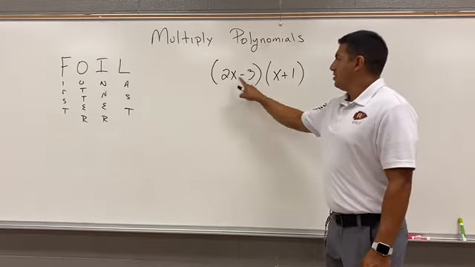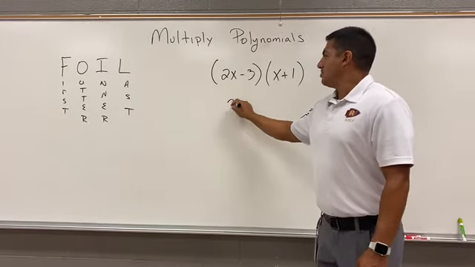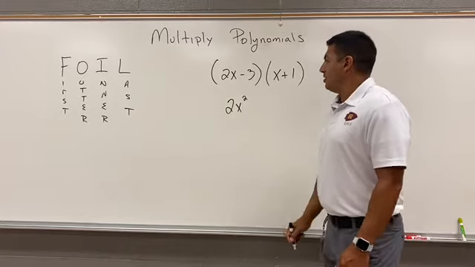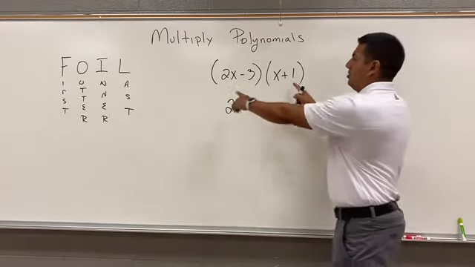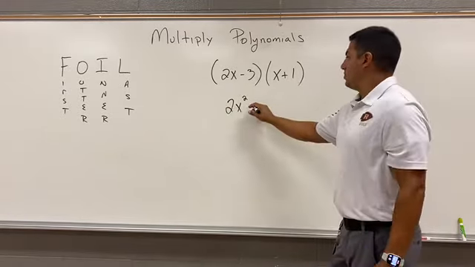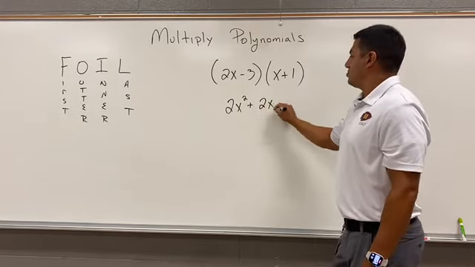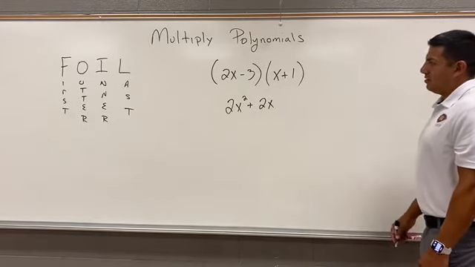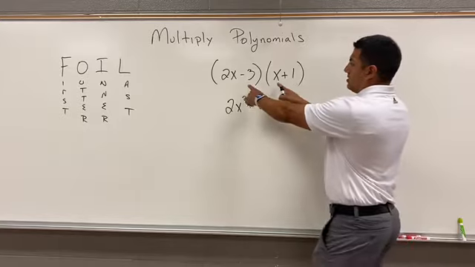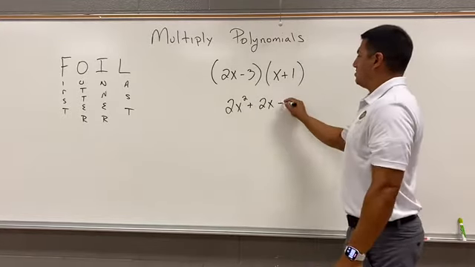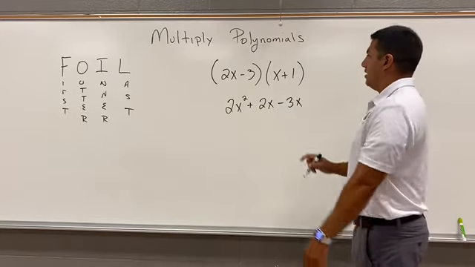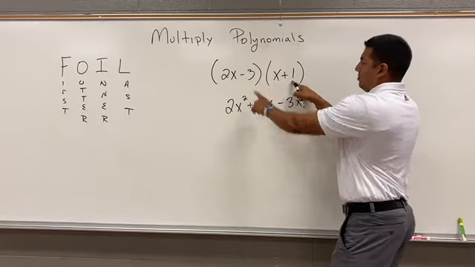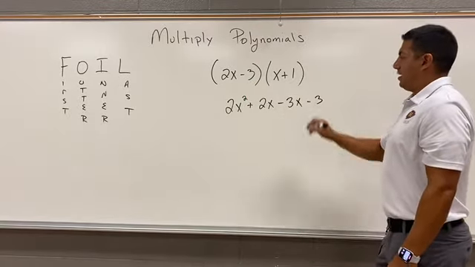First, 2x times x gives us 2x squared. Outer, 2x times 1. Well, we know anything times 1 doesn't change, so it's still just 2x. The inner terms, the two inside guys, negative 3 times x gives me negative 3x. And then last, negative 3 times 1 gives me negative 3.